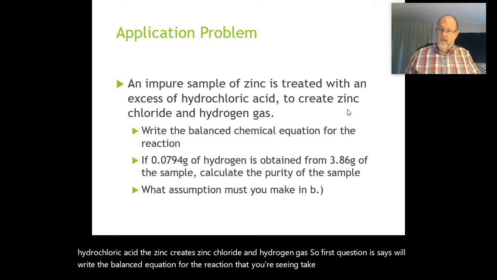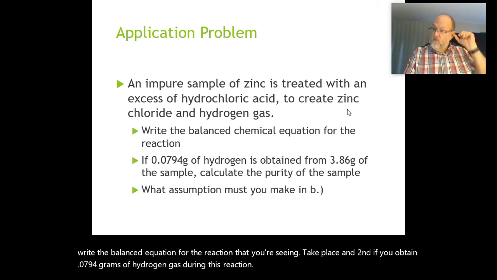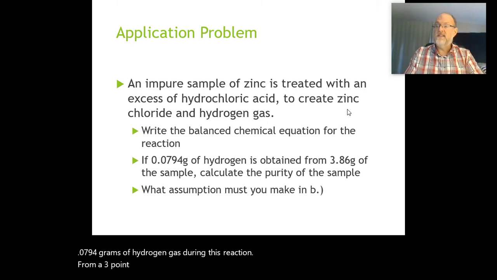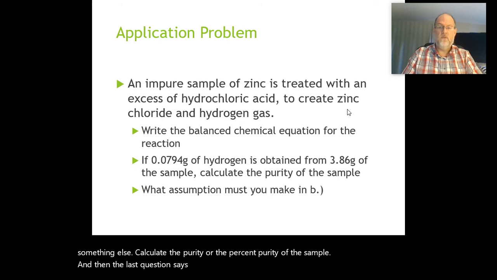And second, if you obtain 0.0794 grams of hydrogen gas during this reaction from a 3.86 gram sample, remember that sample is not pure, a portion of it is something else. Calculate the purity, or the percent purity, of the sample. And then the last question says, what assumption must be made for part B?